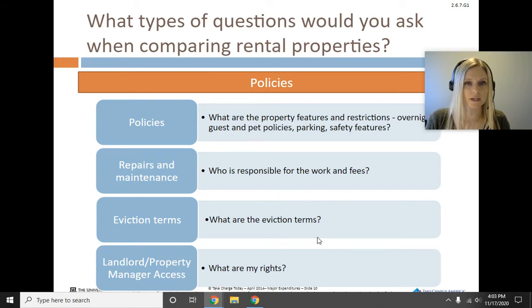When you are comparing rental properties, you want to look at the policies and just see if you need to rule one of them out because of one of these policies. So, do they have any restrictions for overnight guests, pets, parking, safety features? Who's responsible if something needs to be repaired or just for general maintenance? Are you going to need to take care of that? Are you going to need to pay for it? Or are they going to take care of it? What are the eviction terms? Eviction means that they are kicking you out. They are cutting off the contract and making you leave. And also just know your rights.